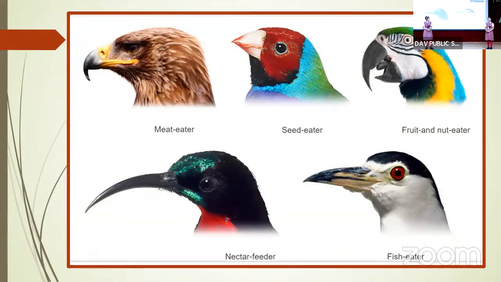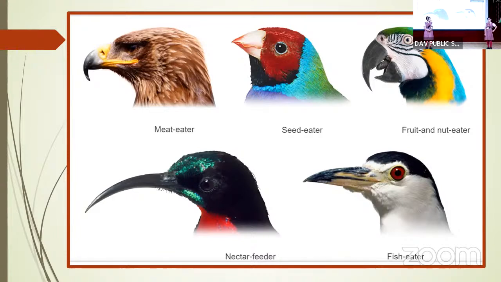So now let's talk about the types of beaks birds have. Different birds have different types of beaks. So the shape of the bird's beak is according to its food habit. Now let's briefly talk about the 7 types of beaks birds have.